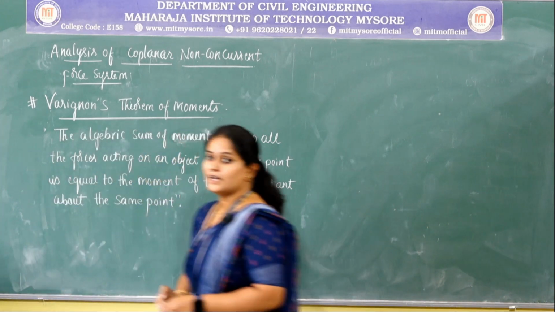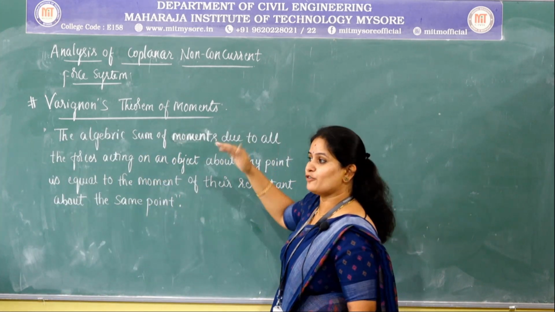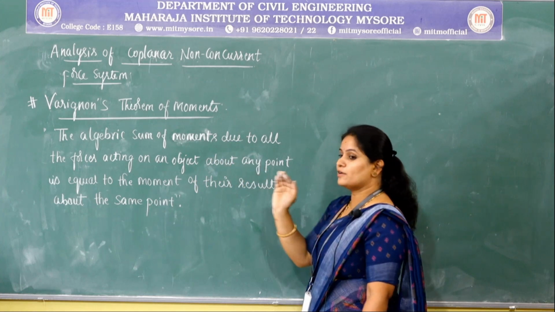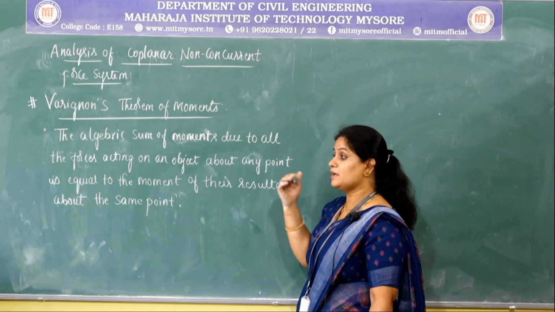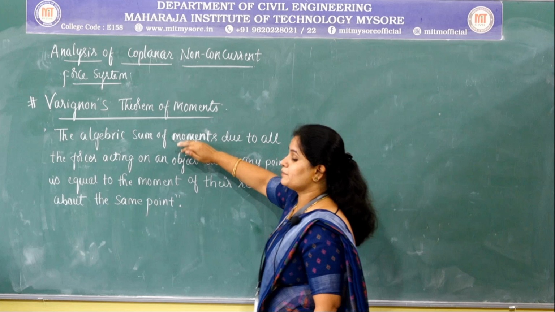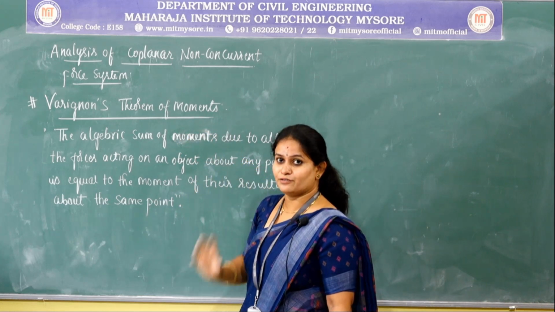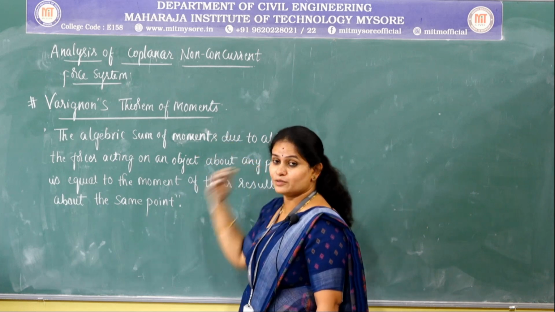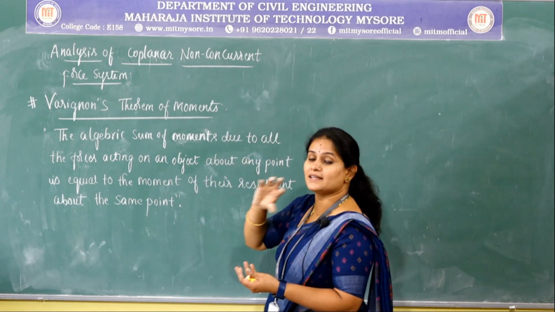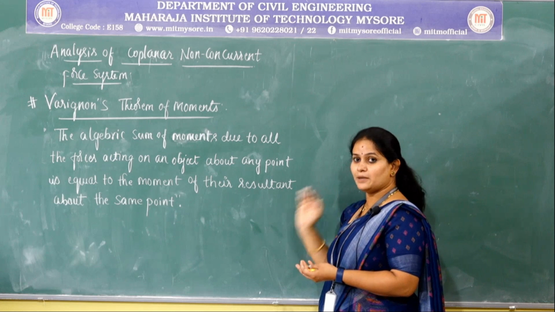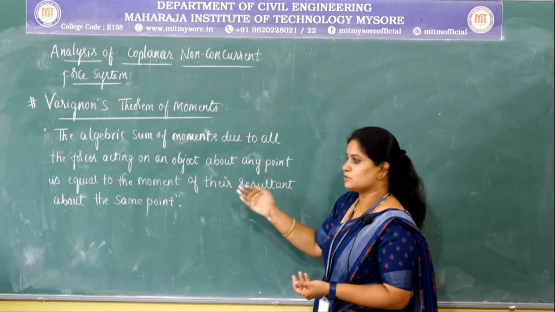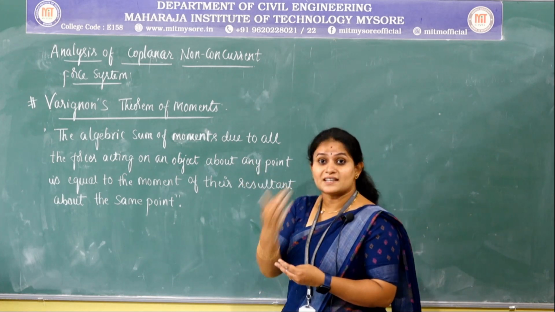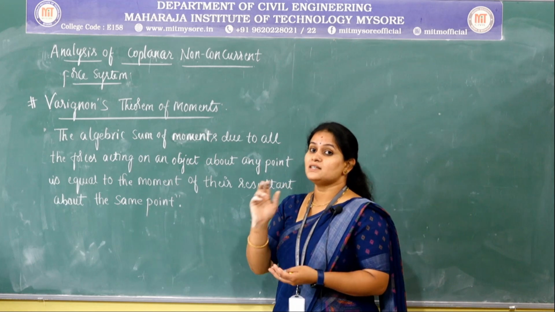That means if I consider n number of forces which are acting on an object, about any point, the moment produced by those individual forces, or the algebraic sum of the moments produced by all these individual forces about any point, will be equal to the moment of their resultant force about the same point.